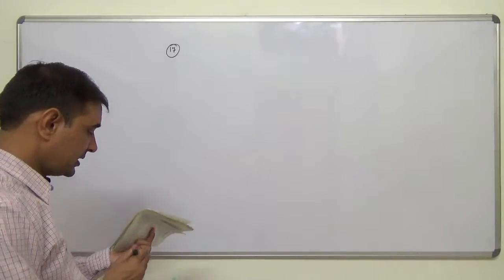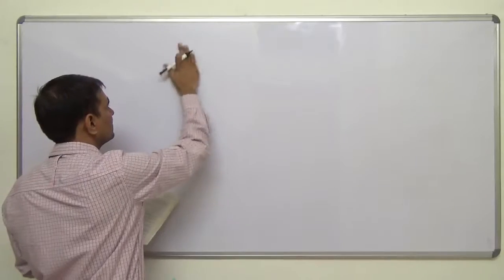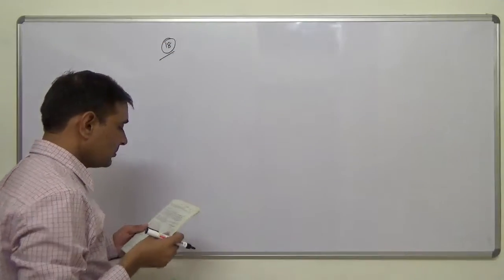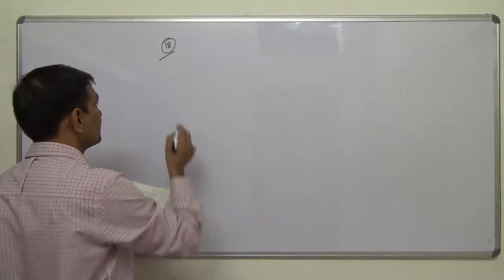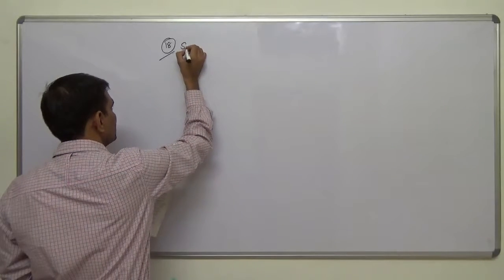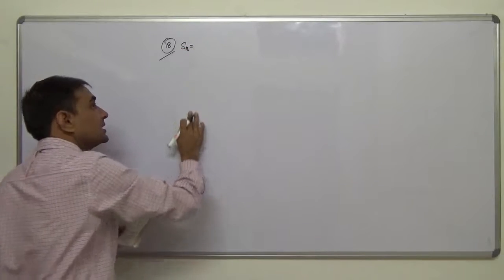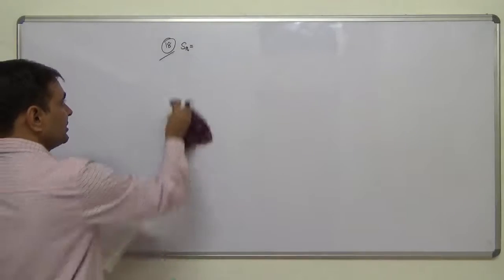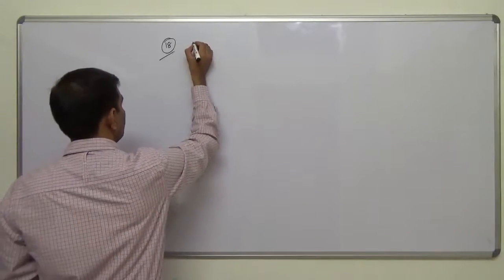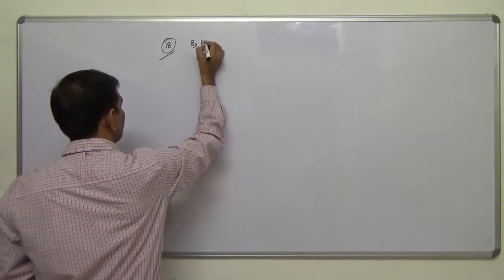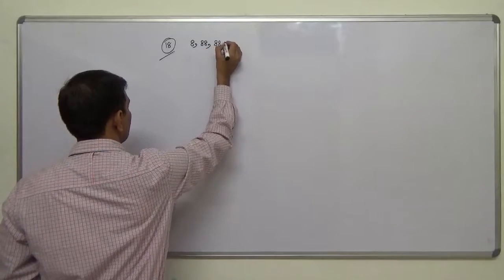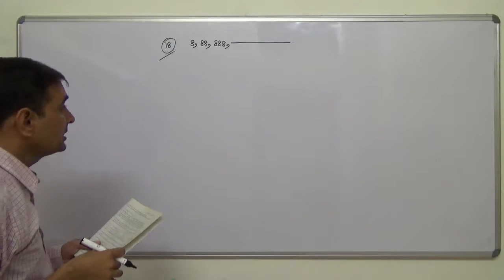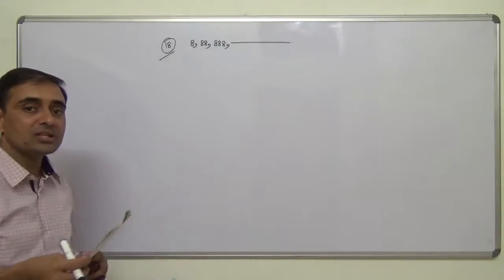Next is question number 18. Find sum of n terms of the sequence. Sum of n terms of the sequence हमें find करना है, that is Sn हमें find करना है. And sequence हमें given है 8, 88, 888 and so on. इस सीक्वेंस के n टर्म्स का सम हमें फाइंड करना है.